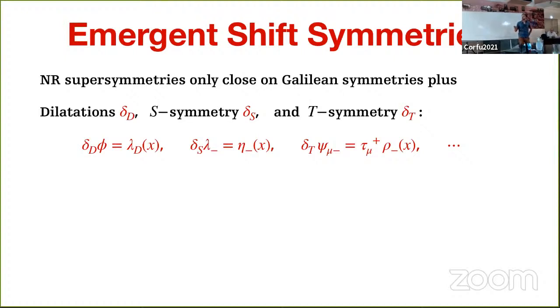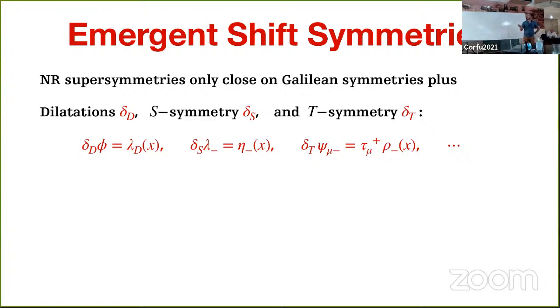So here they have a slightly different role to play. They help you to close the algebra. But on top of that, we also have two fermionic symmetries, S and T. We call them that in analogy to conformal supergravity. We're not sure how far this analogy goes, but that's anyhow where the name comes from.